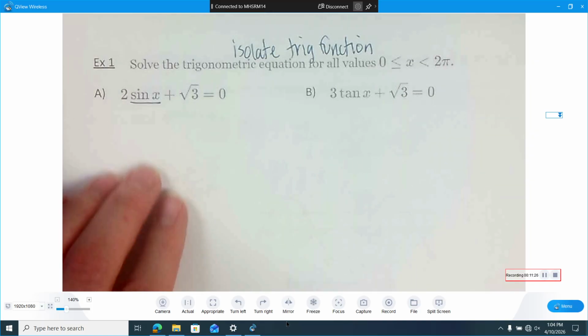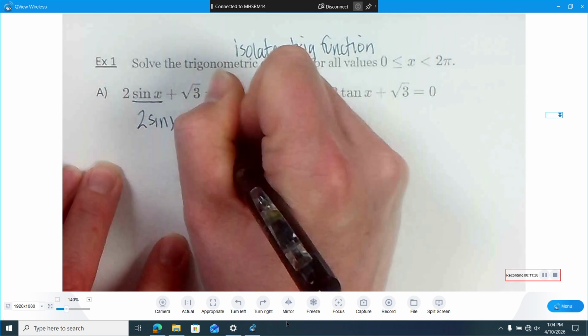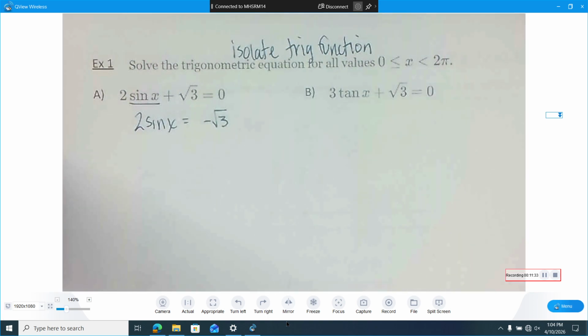What do I need to get rid of? Subtract. So I have 2 sine of x equals negative radical 3. So we're going to subtract. And then what should we do? Nope.